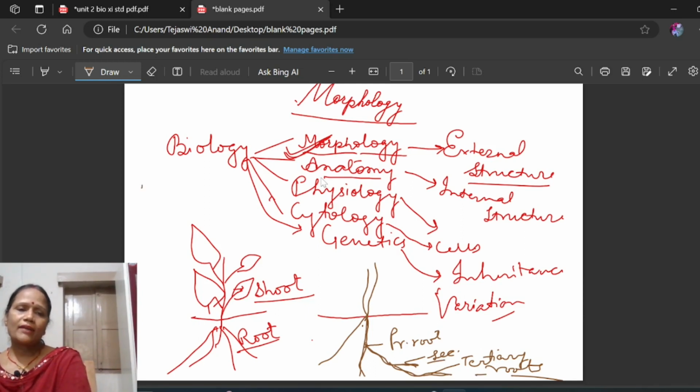Roots have been broadly divided into two types. One is taproot and another is fibrous root. We shall later discuss it.